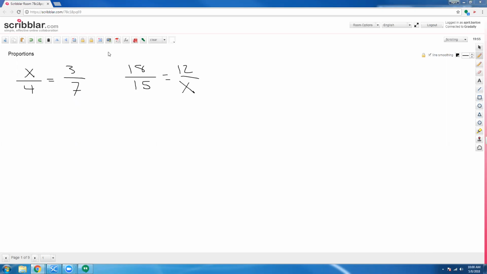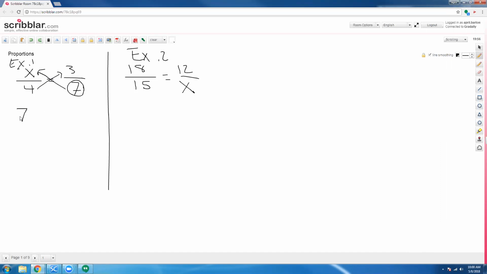And these are two different example problems. I just wanted to show the difference when x is on top of the fraction versus x being on bottom of the fraction, which actually is, there's not a lot of difference. To solve a proportion, you do something called cross multiplication. You take the bottom of one side and multiply it by the top of the other side.